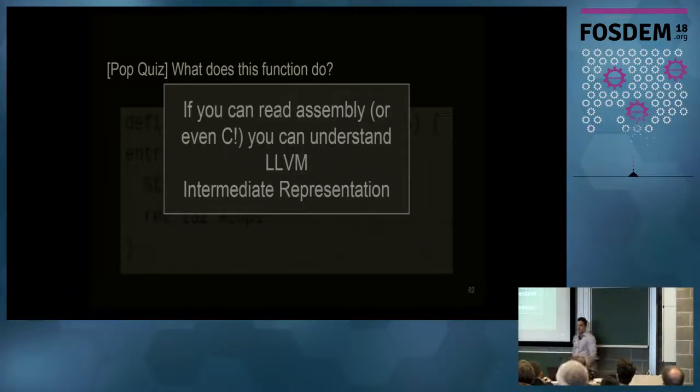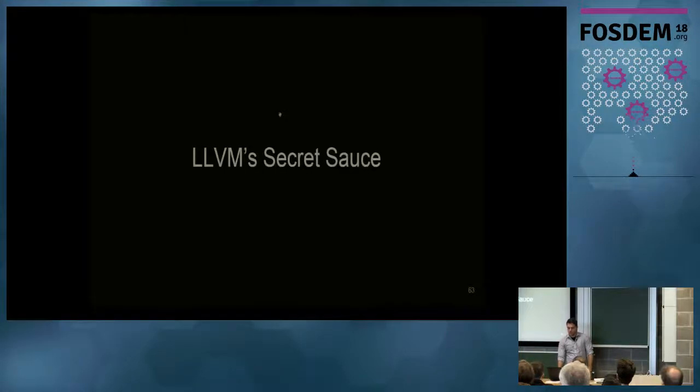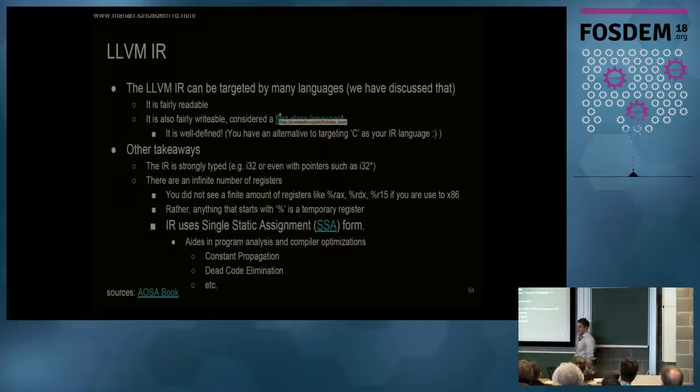Okay, so if you can read assembly from your school days, or even C, if you program C, you can understand this intermediate representation. It's quite nice. It's very readable. Okay, so into LLVM's secret sauce, which really is this intermediate representation.